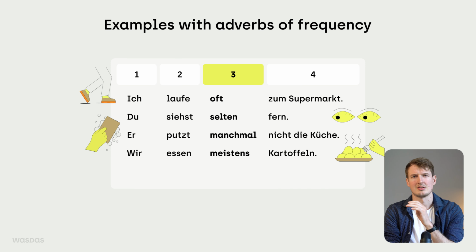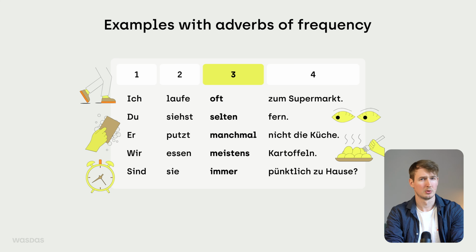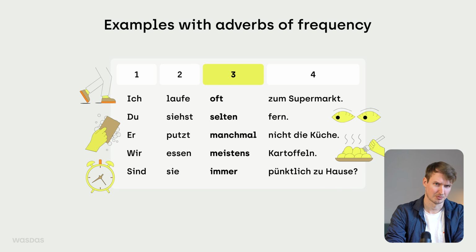Wir essen meistens Kartoffeln. We mostly eat potatoes. Sind sie immer pünktlich zu Hause? Are they always home on time? So even when we use questions, the adverb stays in third position. I hope these examples help to clarify how we use adverbs. So whenever we use them, remember to put them into third position, usually right after the verb.